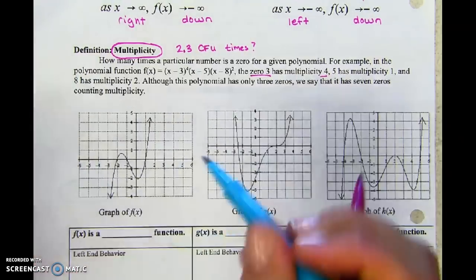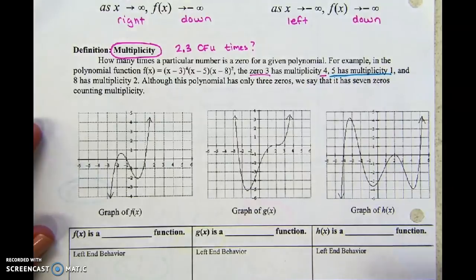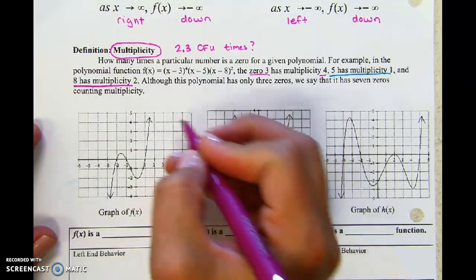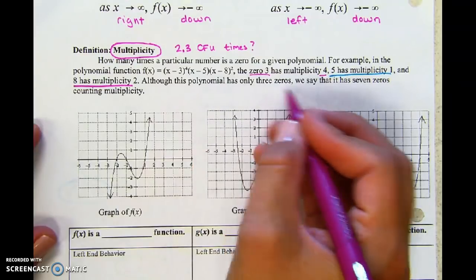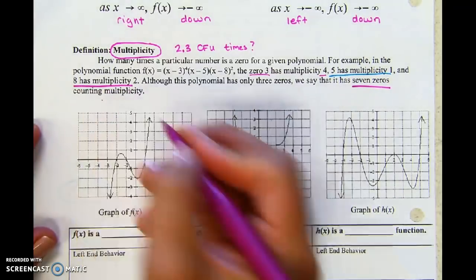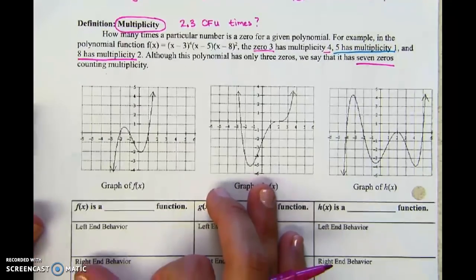And how many times does the 5 appear? Only once. So that's a multiplicity of 1. And 8 will appear twice. Although this polynomial has only 3 zeros, we say that it actually has 7 zeros, counting multiplicity. And so that would be a power to the 7.